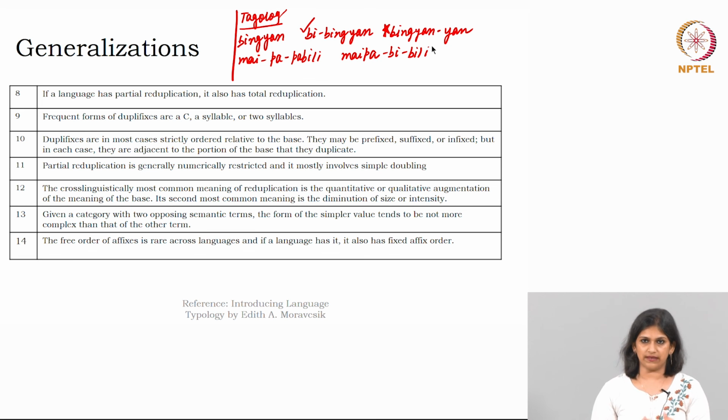So, that is how we need to understand the generalizations related to reduplication, which is one of the most significant linguistic phenomena in most of the world's languages. After this, we will move to the next set of generalizations, which are about the zero overt versus zero affixes.